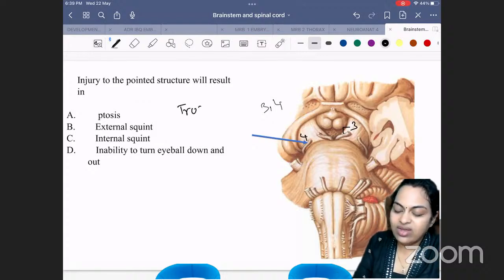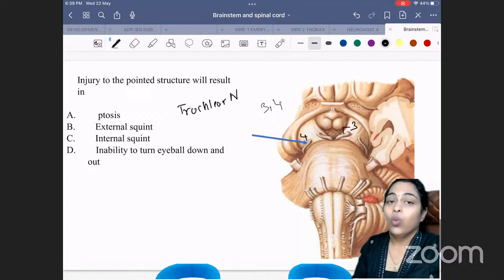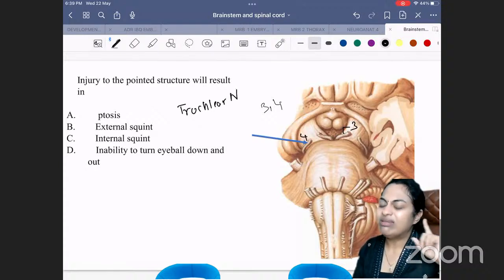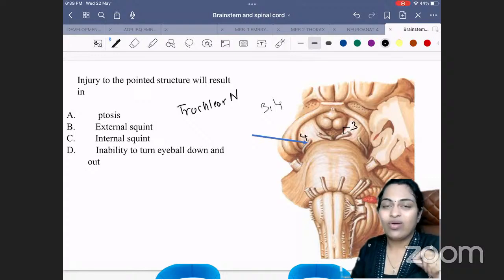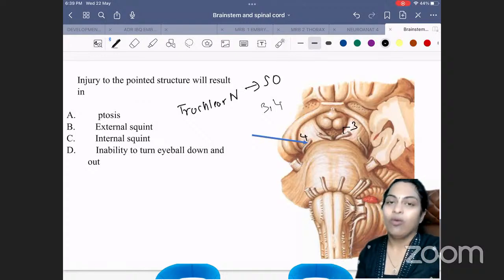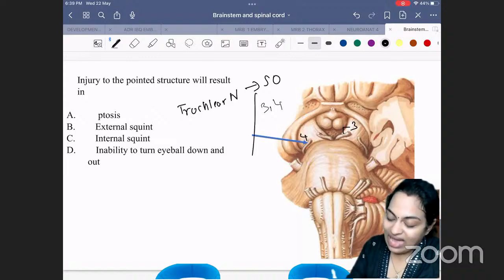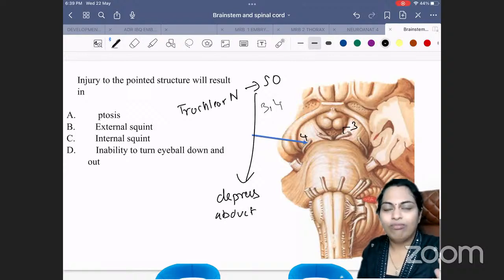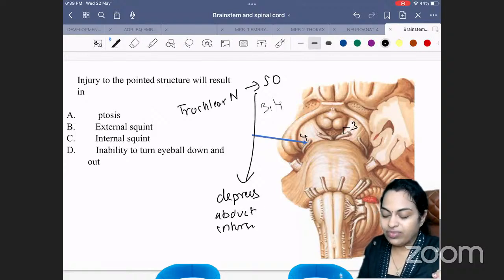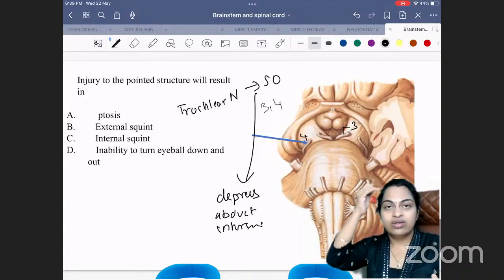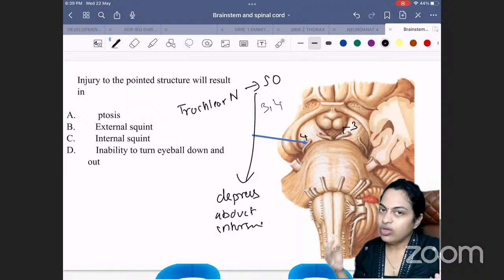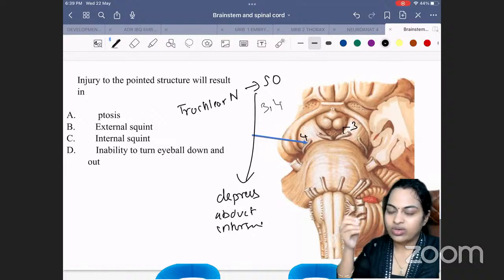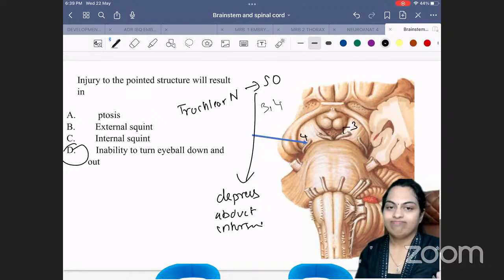What is the other name for the fourth nerve? Trochlear nerve. What muscle does it supply? It supplies only one muscle, which winds around the pulley, the trochlea in the orbit: the superior oblique muscle. What are the actions of the superior oblique? It depresses, and the obliques abduct, and cause intorsion. So it helps the eye to turn down and out.